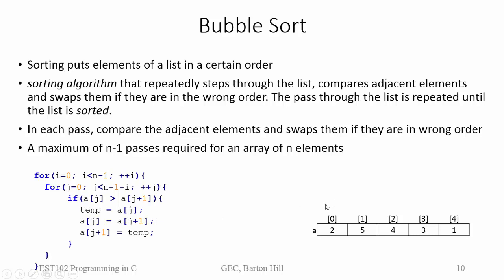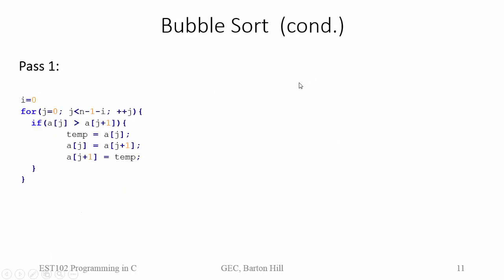For the example, consider an array A with 5 elements, so n equal to 5, and it contains the elements 2, 5, 4, 3 and 1. First we will look at how it works, then we come to the code. This is our array in the initial pass. In the first pass, a of 0 and a of 1 are compared, and we check whether a of 0 is greater than a of 1. The condition is false, so no change.